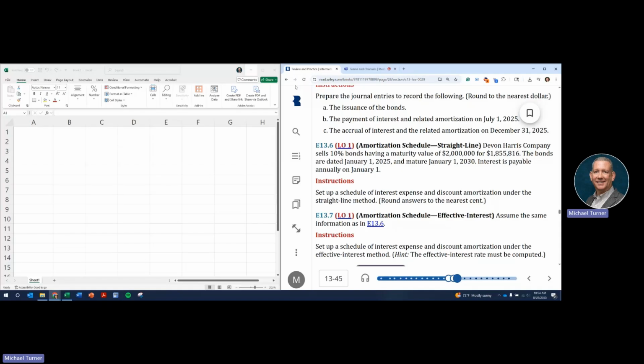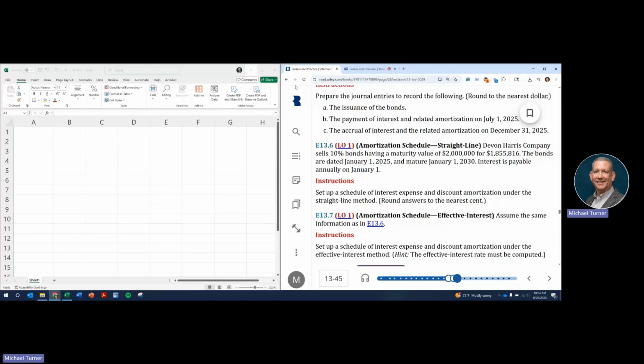However, today we're only receiving $1,855,816. We will make 5 interest payments, the first one being January 1st, 2026, up to and including January 1st, 2030, when we pay off the bonds. And we will pay bond interest based on 10%.